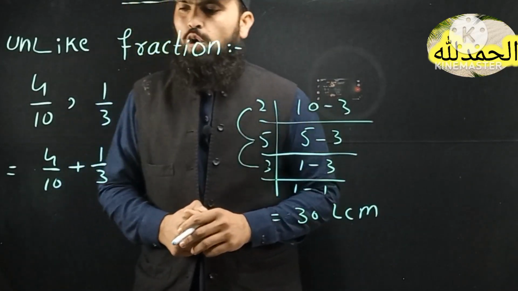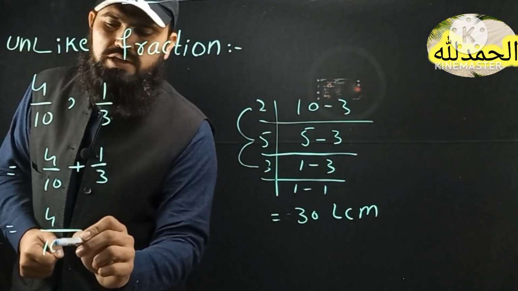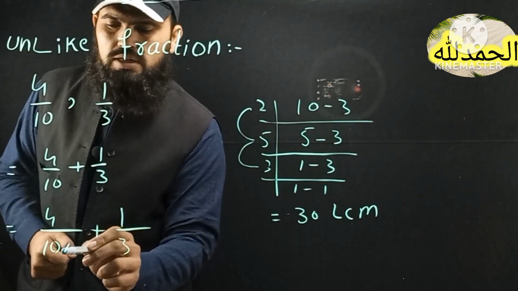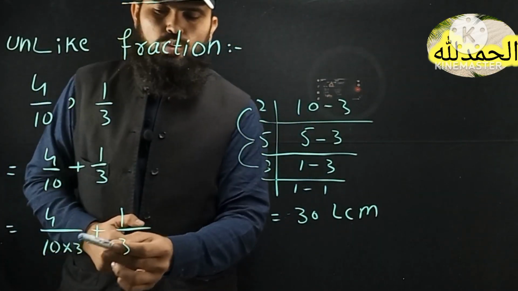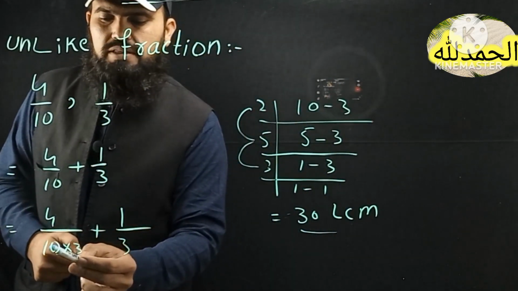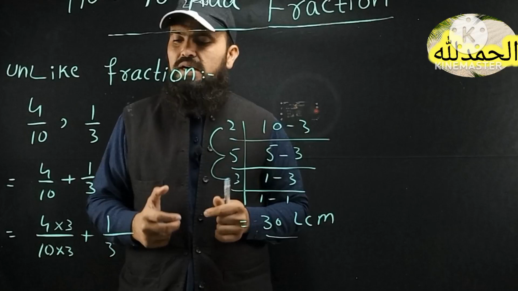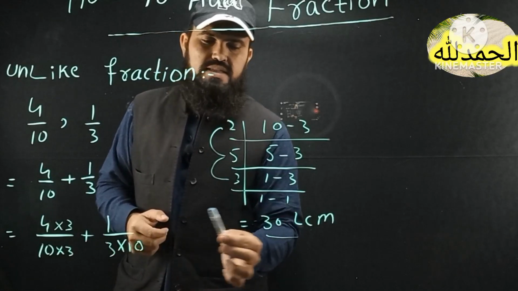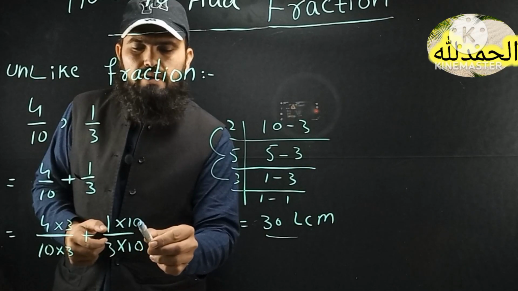Friends, we have multiplied these denominators with those numbers, and the answer is 30. So friends, 10 multiplied by 3, the answer is 30, which is same as the LCM. So we have multiplied this number with the denominator and with the numerator. So friends, 3 multiplied by 10, the answer is 30, which is same as the LCM.